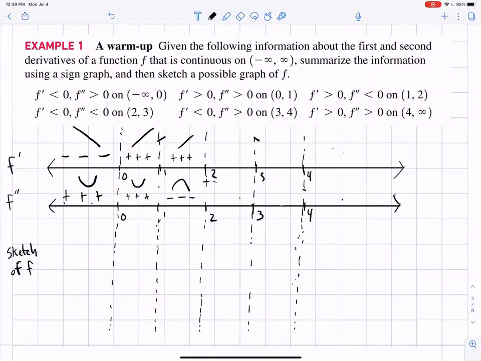And then on 2, 3, they are both negative. So it's concave down, downward slope. And so concave down here, and it goes from positive to negative. So it must be a local max.